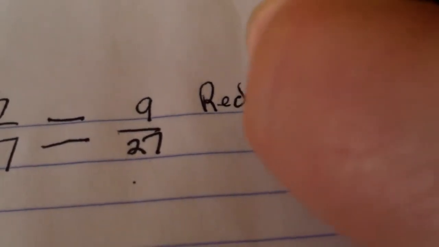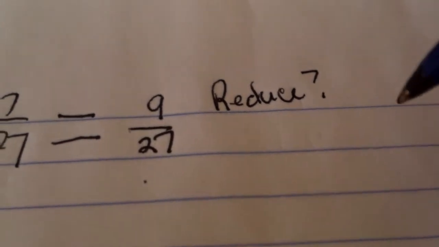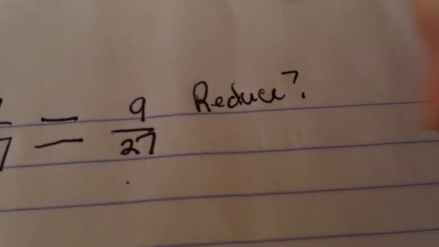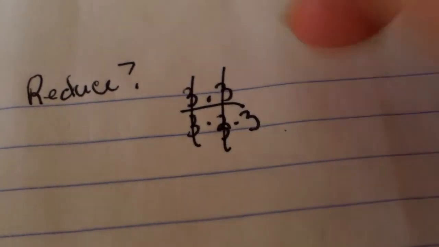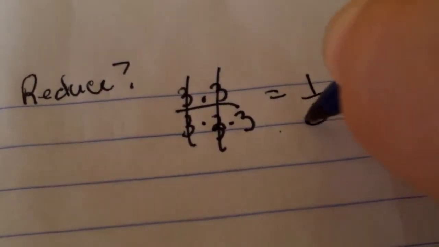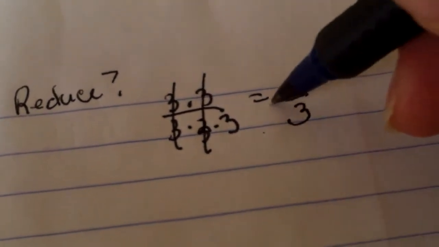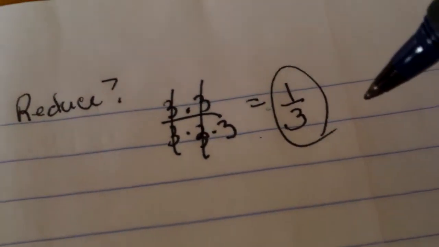I like this example because it makes you remember you have to check to see if you can reduce. Not everything, but you have to at least check for it. And we can in this case because 9 is 3 times 3, and 27 is a whole bunch of 3's. And we would have 1/3 for our final answer.